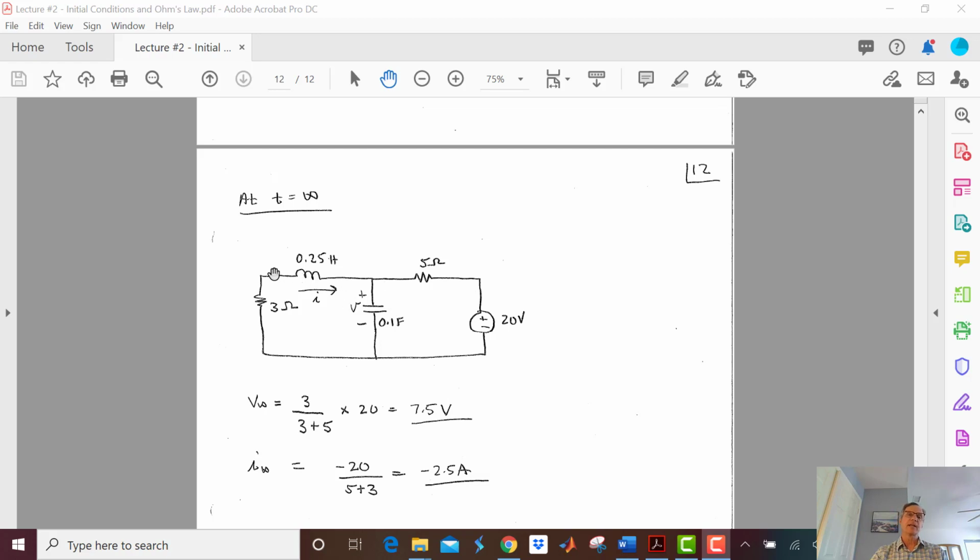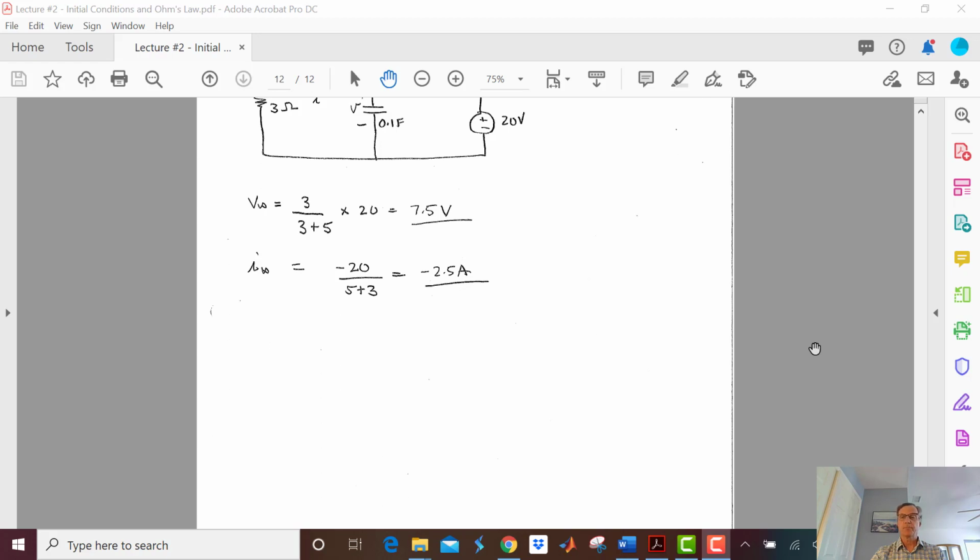I didn't need to take these components out. I know I got no voltage here and I got no current here. That's all I got to remember. So I'm not going to take those components out. I at infinity is going to be negative 20 volts divided by 8, or in other words, minus 2.5 amps.